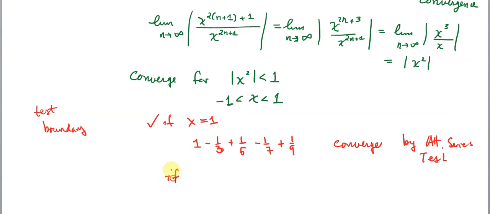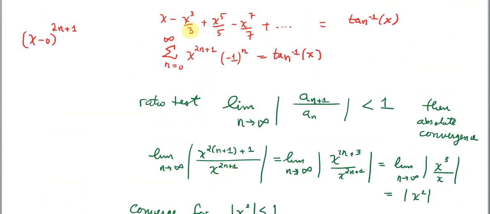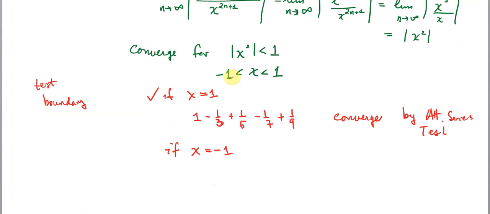Next, let's check the other boundary. What if x is equal to -1? Well, if we take -1 and we put in for this value, you're going to have -1 plus 1/3 minus 1/5 plus 1/7. So basically the negative version of this. So this also converges by the alternating series test, same as above.